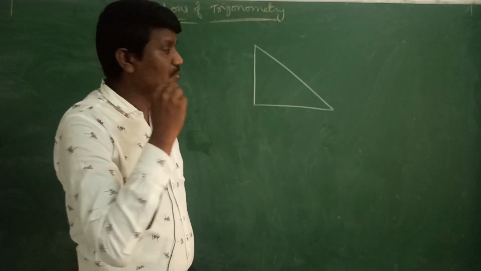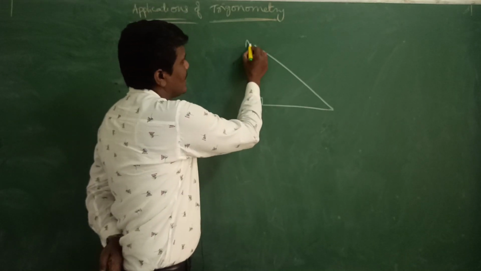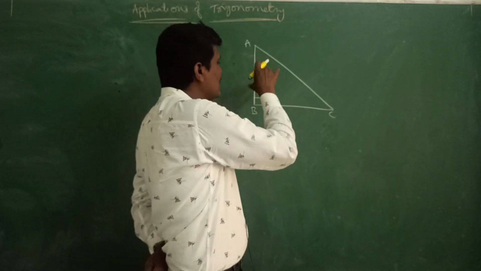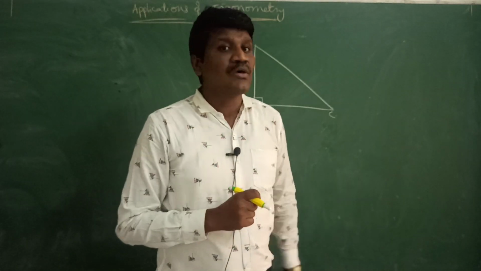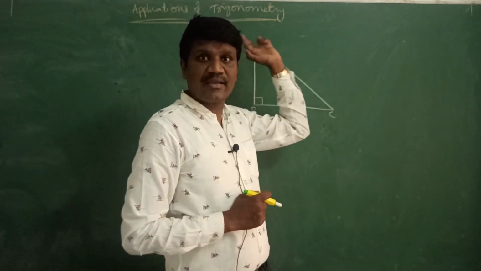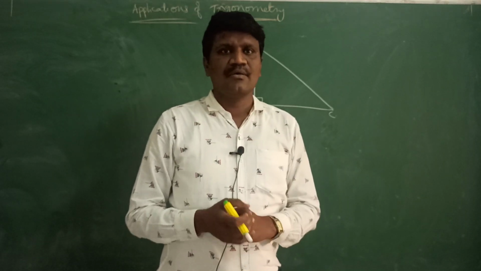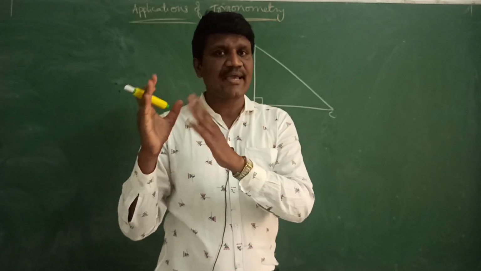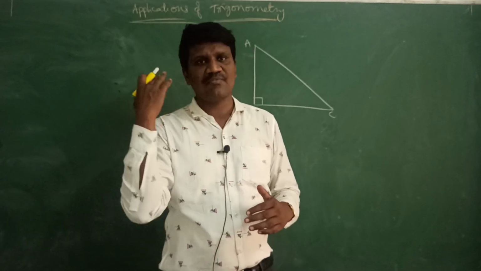Generally in trigonometry we will take a right angle triangle only. So this is A, B, C. Whenever we have a triangle like this, then only we can use the trigonometric formulas. For application of trigonometry, we need to draw a triangle based on the situation. The problem will be given, and based on the problem you need to draw the diagram so that you can use the trigonometric ratios, then you can solve the problem.